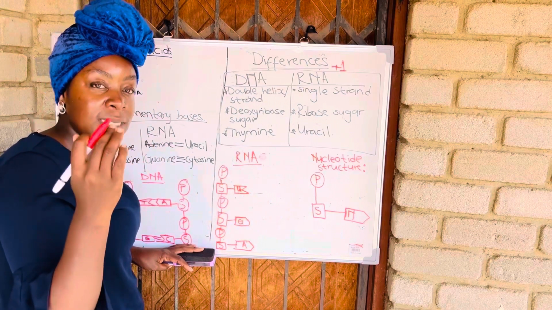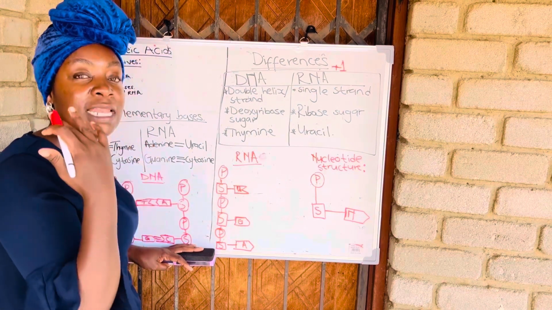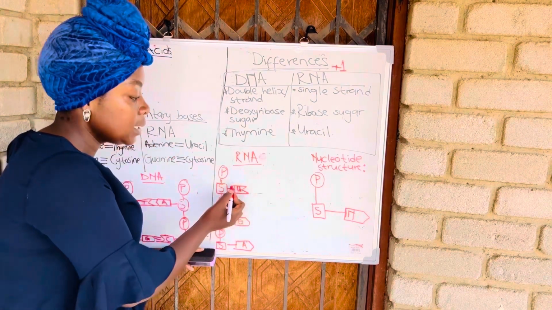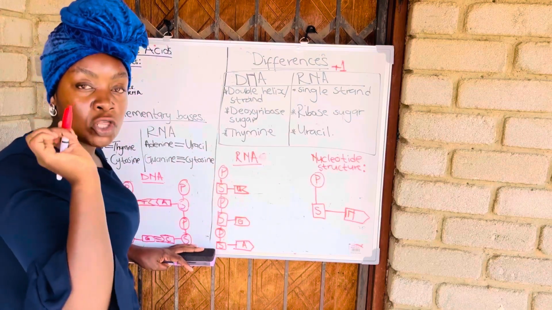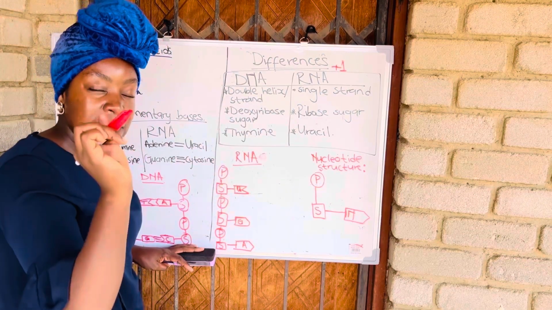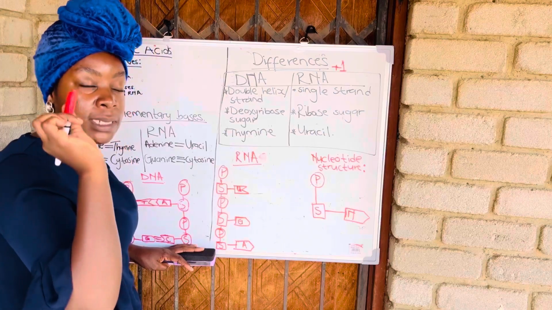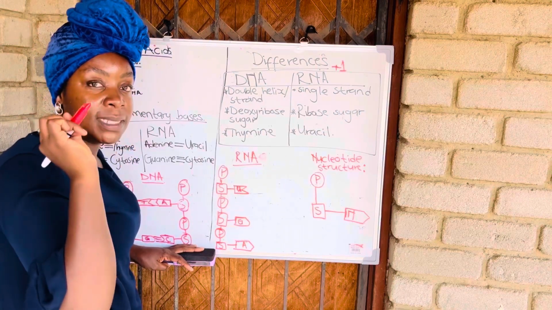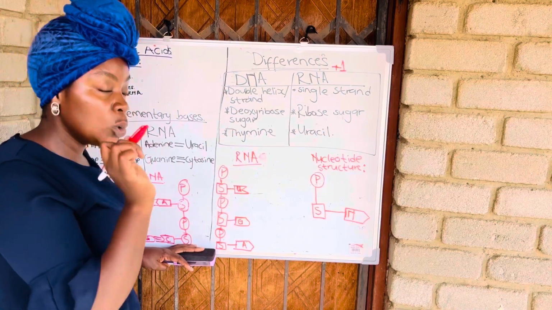If they show you a structure to indicate whether it's RNA or DNA, you can tell through the nitrogenous base, U or T. U is uracil, T is thymine. If it has T, it means it's DNA. If it has U, it means it's RNA.